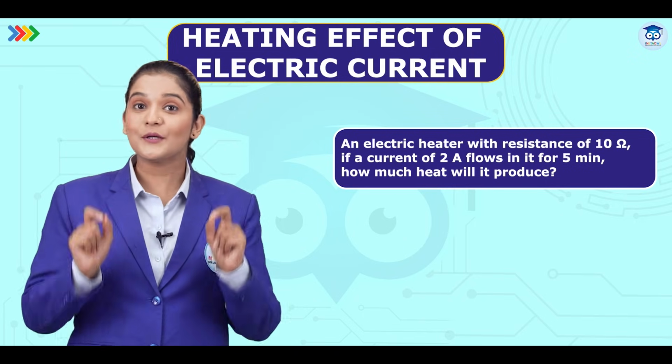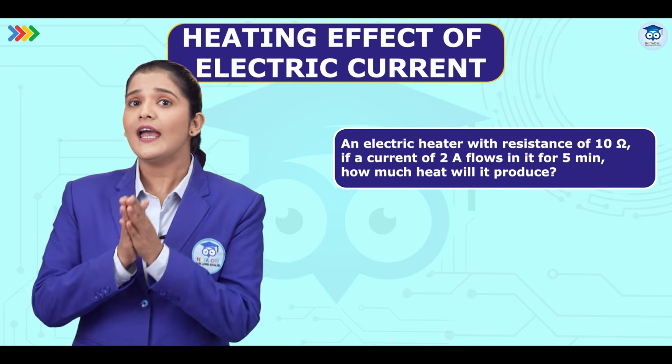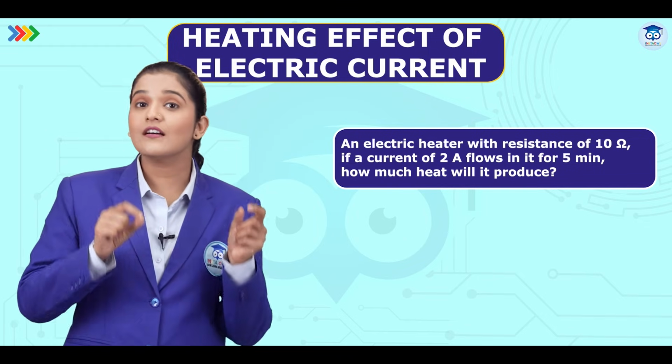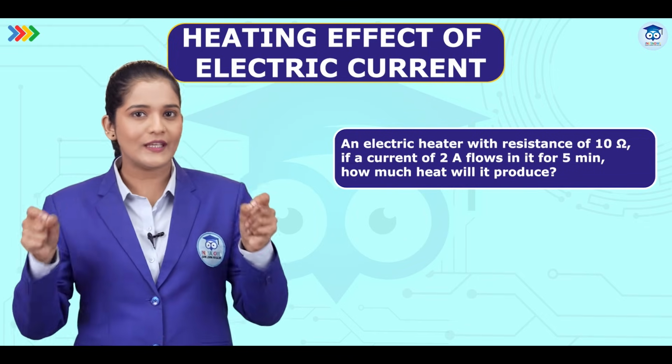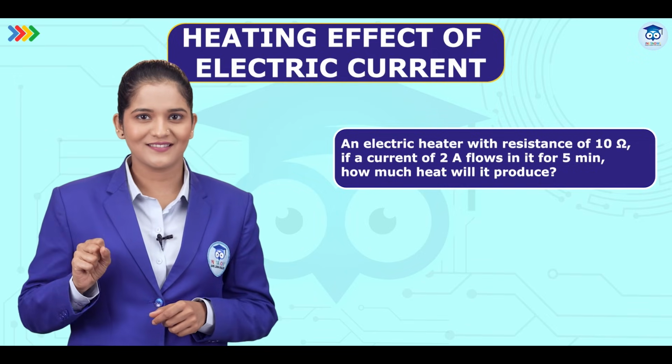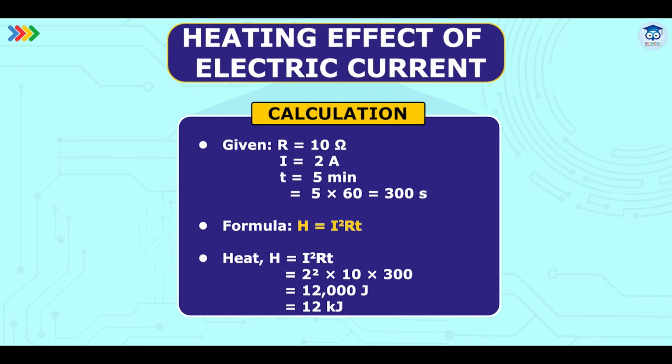Now, let's take a practical example. An electric heater with a resistance of 10 ohms has a current of 2 amperes flowing in it for 5 minutes. How much heat will it produce? In this case, the resistance R is given as 10 ohms. The current I is 2 amperes and the time T is 5 minutes.